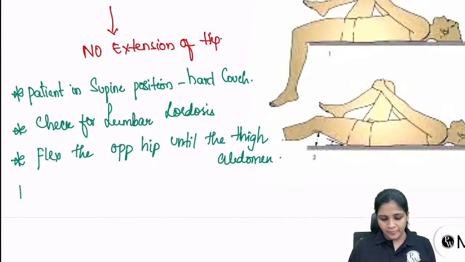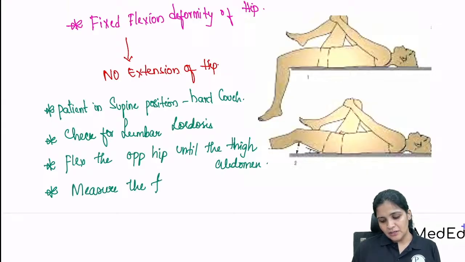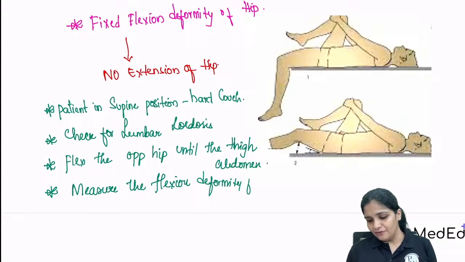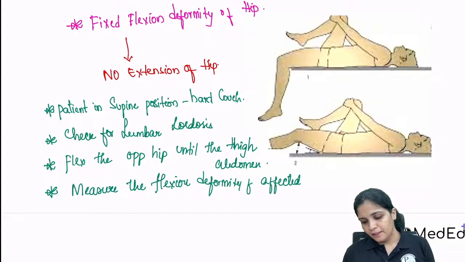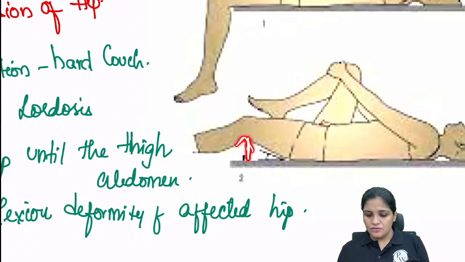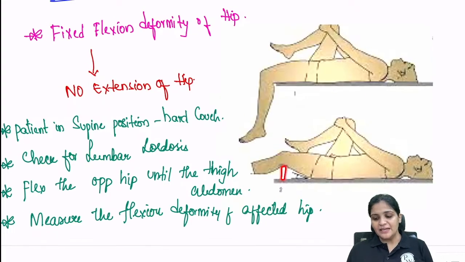Now once your thigh touches the abdomen, what happens? Now you can measure the flexion deformity of the affected hip. So now you can see, this was normal before doing this maneuver. Once the opposite hip is flexed completely, there is a flexion deformity. Now how do you measure it?